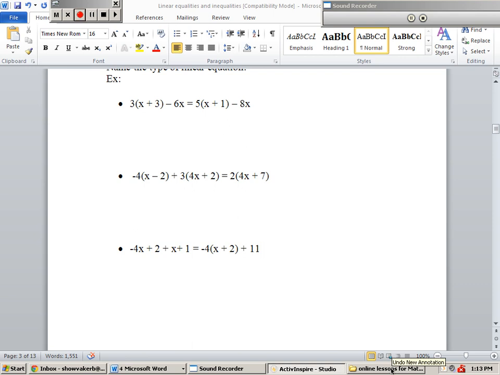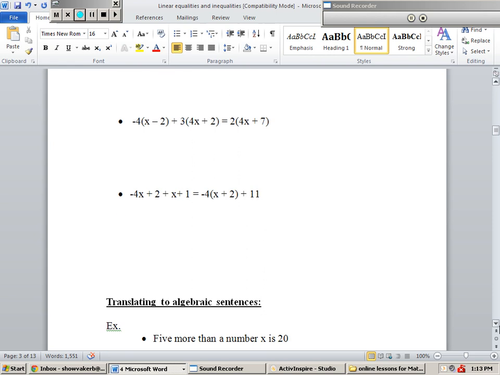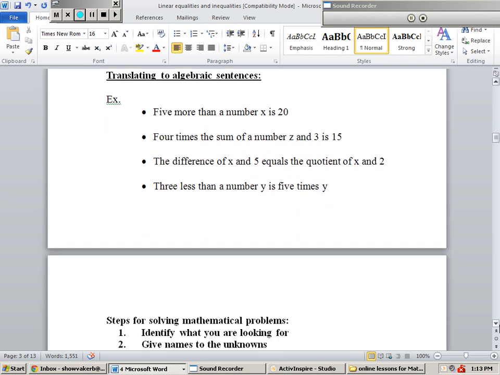This is a conditional, and the condition is it works when x is 0. If x isn't 0, it does not work. So there's an example of all three types of equations that you can get. Normally we get mostly conditionals.